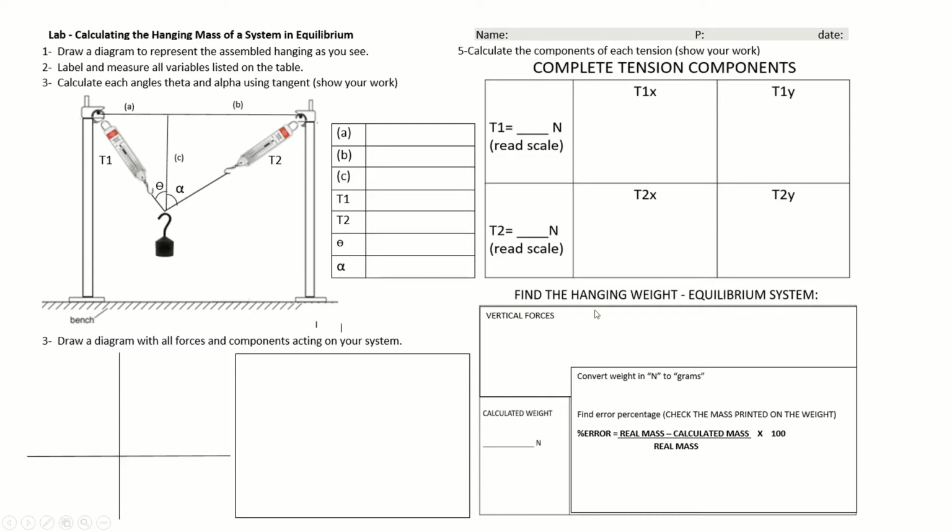Finally, you need to find the hanging mass by using all forces. The sum of all forces up is equal to the sum of all forces down because the system is in equilibrium. Then you need to work on your calculated weight, convert to grams, and compare with the real mass that you have in your system.